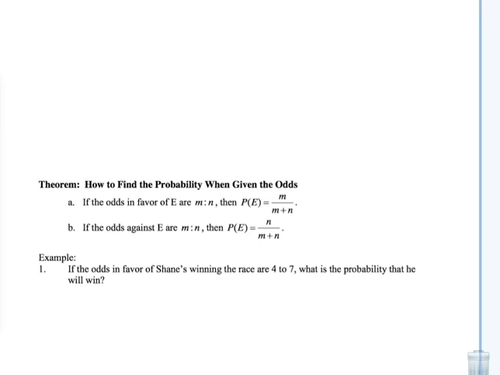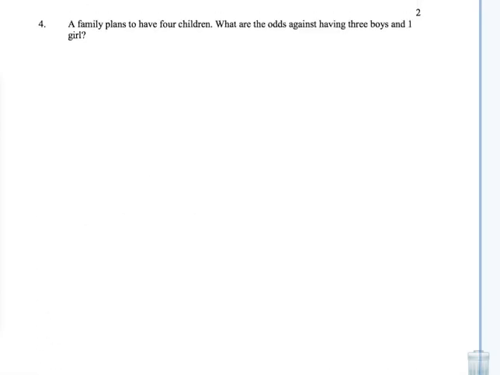All right, so we'll go up here to the top of the second page. And it says, a family plans to have 4 children. What are the odds against having 3 boys and 1 girl? And we've already in the past lessons done some tree diagrams, and I want to continue that on this because it makes it so much easier to see what are all of the different outcomes if a family plans to have 4 children.